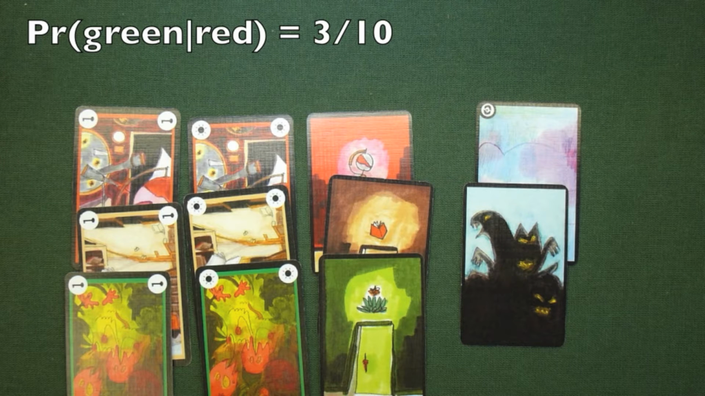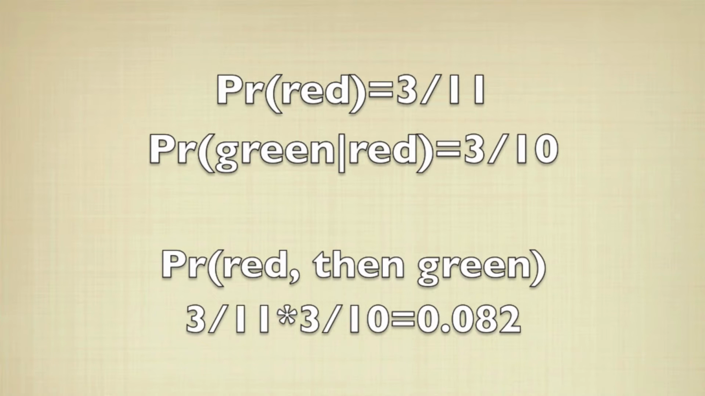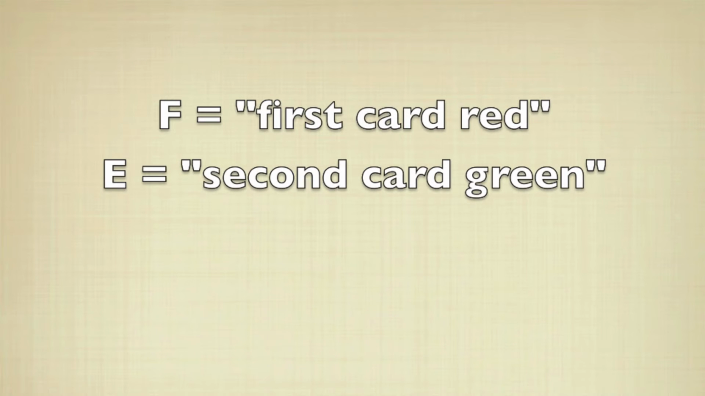We also need the probability that we draw a green card given that the first card was red. Now, we've taken one of the red cards out of the deck, so there are 10 cards left. Out of those, 3 of them are green, so the probability of green given red is 3 out of 10. Putting these together, the multiplication principle says the probability that we have a red and then a green card is just the product, or 3/11 times 3/10. What we did symbolically was F was the first card is red and E is the second card is green. You should go back and make sure this makes sense.